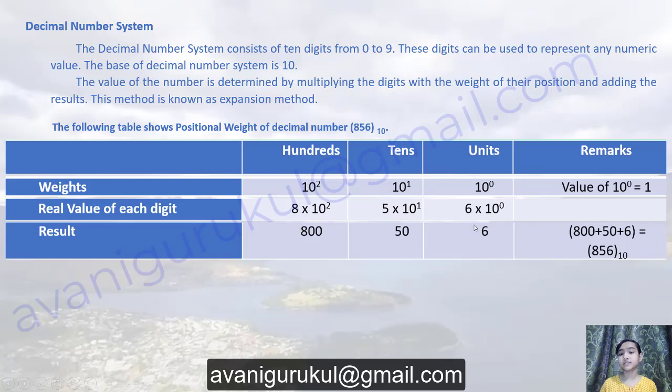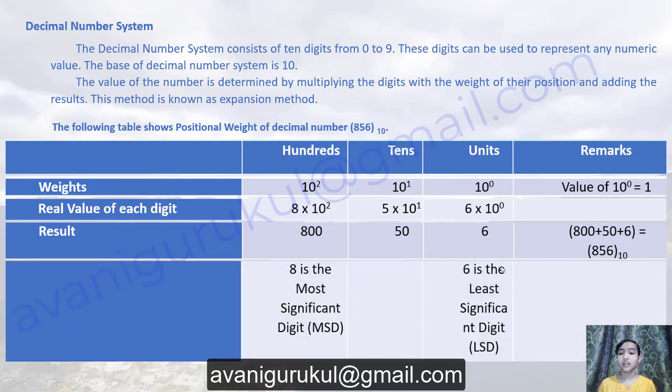Its result. The result for 6 multiplied by 10 to the power 0 is 6. The result for 5 multiplied by 10 to the power 1 is 50 and the result for 8 multiplied by 10 to the power 2 is 800. Then we have to add all the numbers: 800 plus 50 plus 6, and our answer is 856 base 10. 6 is the least significant digit and 8 is the most significant digit.